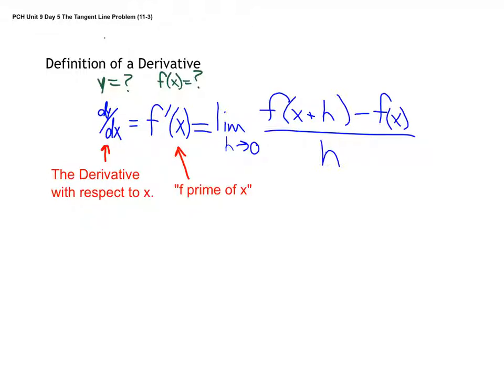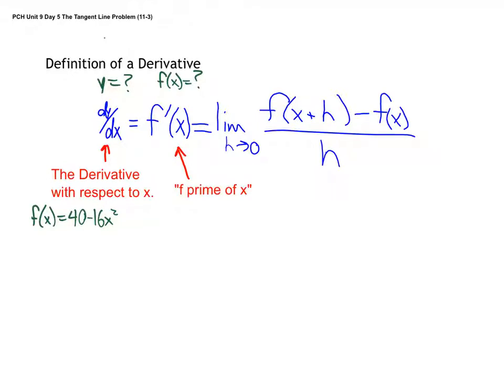Don't write this part down, because we're going to actually do this on Monday and Tuesday, but I want to show you what this is used for, okay? Let's take the function that we were just working with. f of x is 40 minus 16x squared.